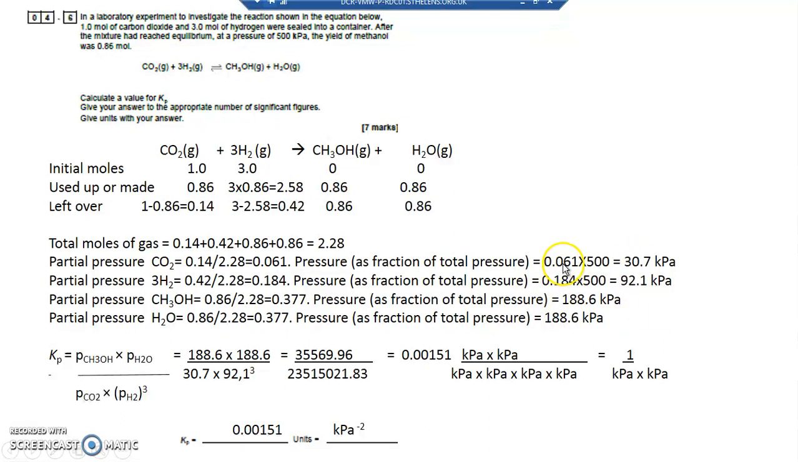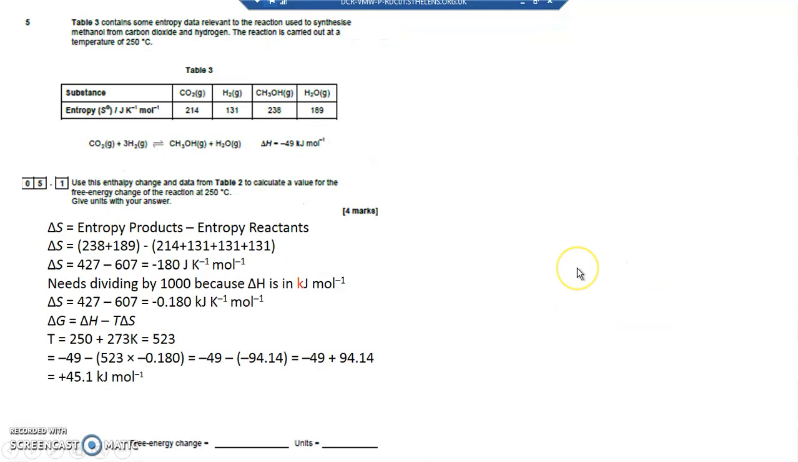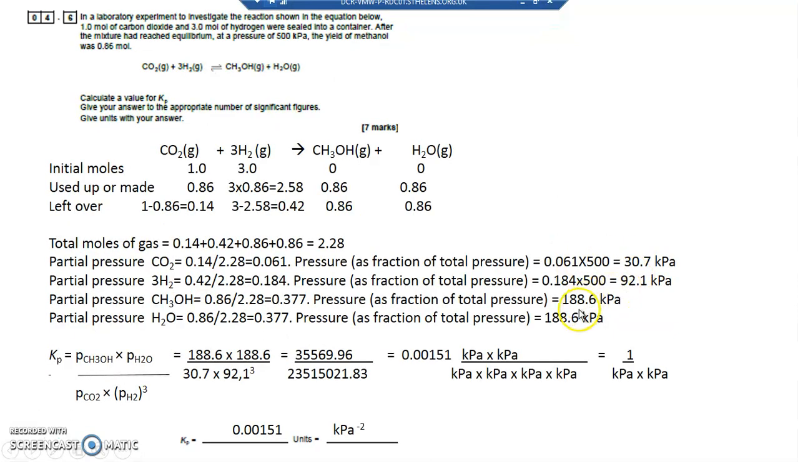So I multiply the fraction of number of moles by the total pressure, and I work out the fraction of the pressure that's been provided by each of these. These last two are calculated by multiplying 0.377 by 500 to give 188.6. And if you add up all of those, it should equal 500.